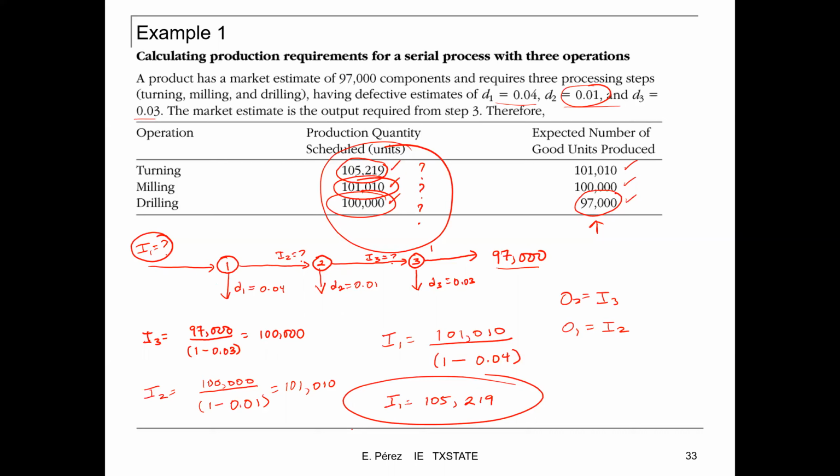And by computing the inputs for each one of the stations, at the end, the input for the initial part of the process was equal to 105,219 units.